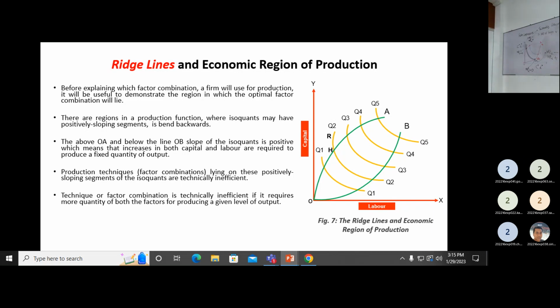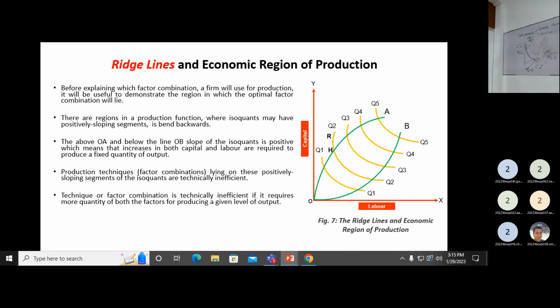And we did. And here the second point says, there are regions in the production function where isoquants may have positively sloping segments, simply bending backwards. Usually in between these two areas, the slope is negative. But after this point, the slope is positive, right? Because you are using both of these factors.